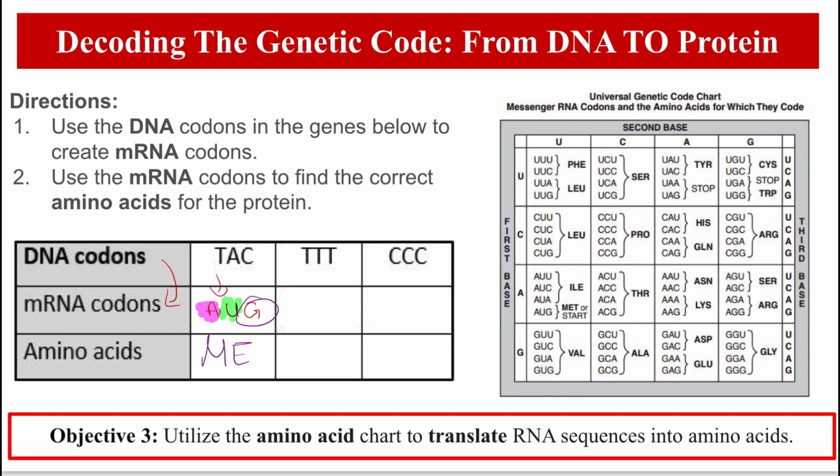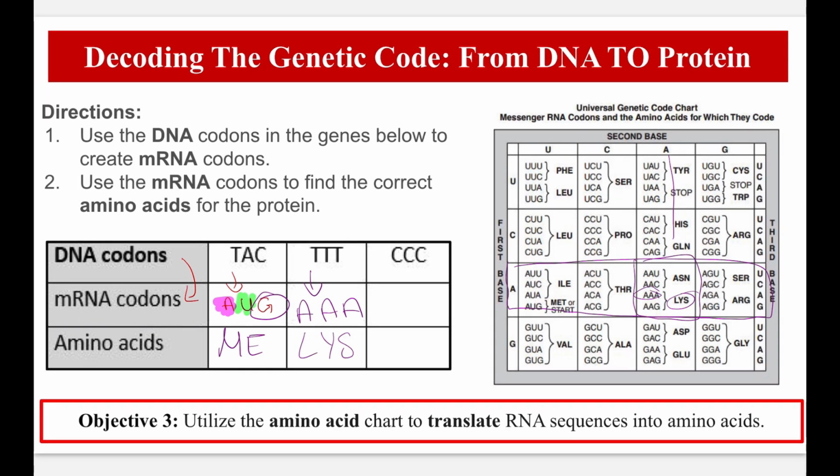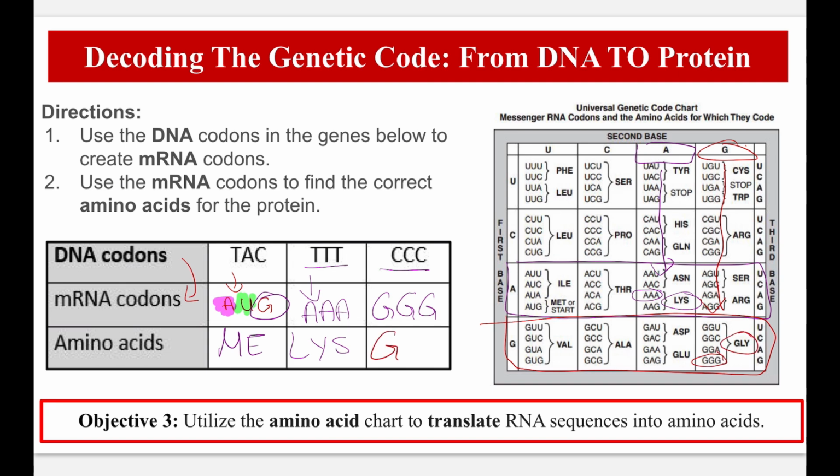TTA transcribes to AAU, and its amino acid, using the chart, is LYS. Final example. CCC transcribes to GGG. The amino acid for GGG is GLY. Congratulations! You are now decoding the language of life, translating RNA into proteins.